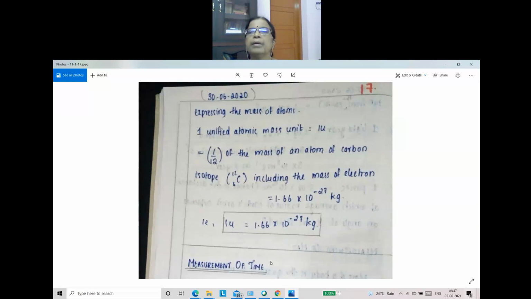1.66 into 10 raised to minus 27 kilogram.